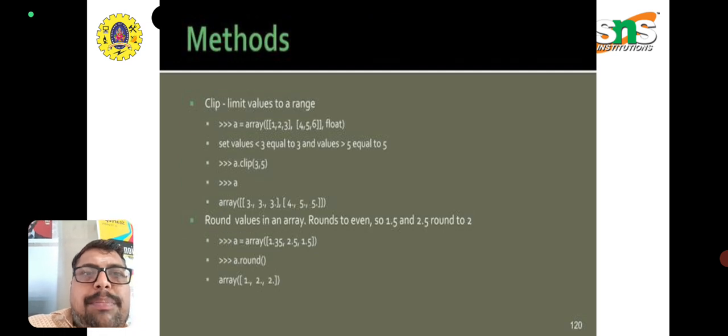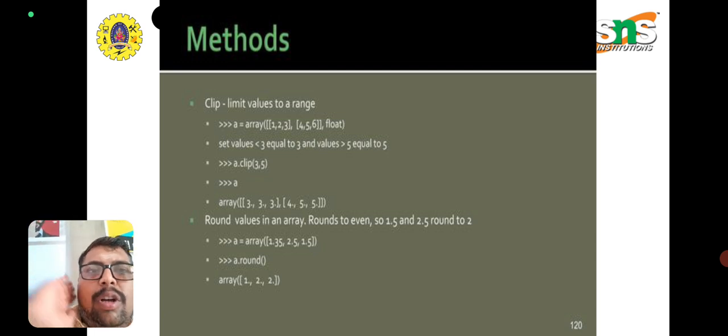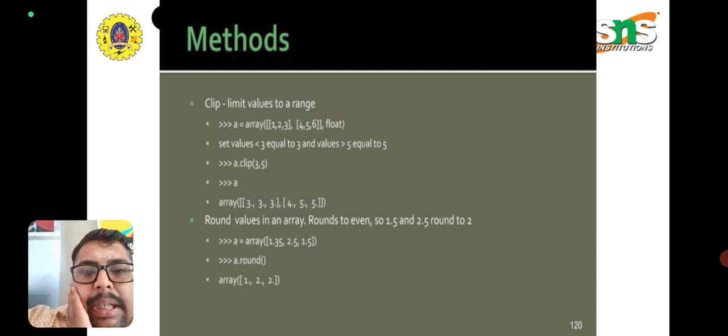Next, there's clip, which limits values to a range, and round, which rounds values. The clip limit value is nothing but you are going to limit the values between 3 and 5, so values less than 3 are set to 3. For that you have a predefined function called clip. We'll have a term called a.clip of 3, 5. So it prints the value 3.